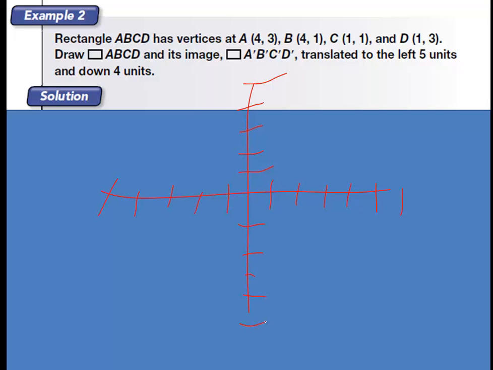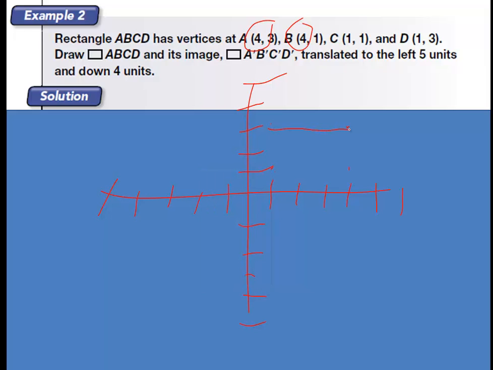Now we've got to get our rectangle together. So we've got 4 and 3: 1, 2, 3, 4, 1, 2, 3. So we've got 1 there. We've got 4 and 1, so we've got 1 there. We've got 4 and 3, 4 and 1. We've got 1 and 1 right there, and we've got 1 and 3, which is going to be right there.